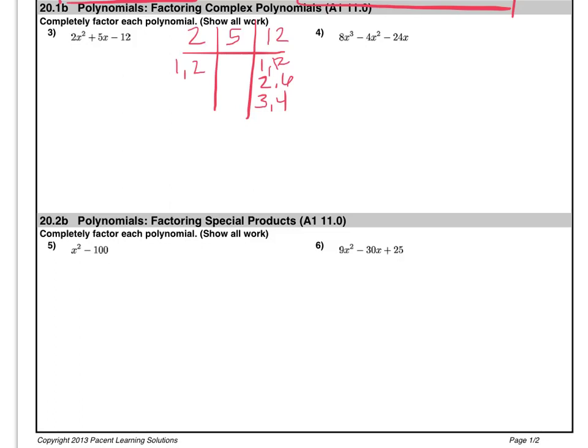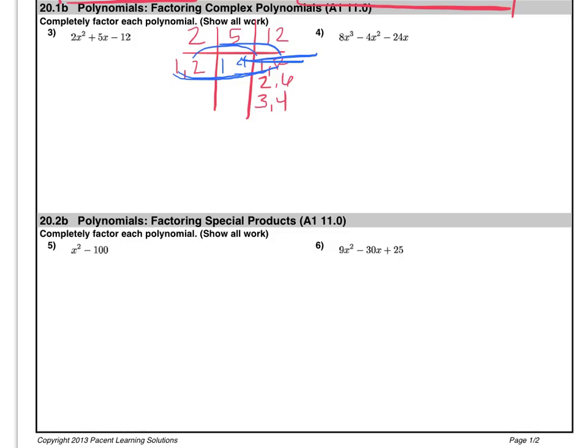Okay, so I'm going to try to combine these guys. So if I combine my 1 with my 1, I get a 1. And a 2 with the 12, I get 24. That's never going to work to make the 5. So if I do 2 with the 1 and 1 with the 12, I have a 2 and a 12, which is never going to combine to make a 5. So this guy's out.